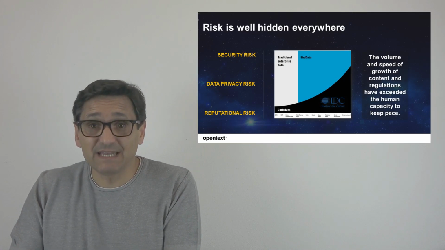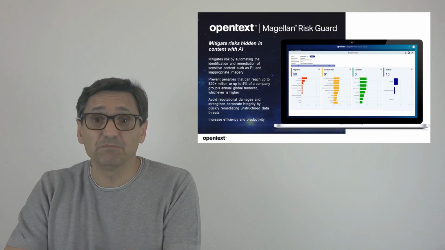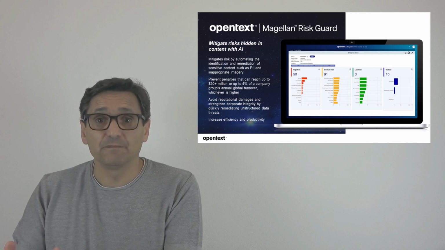We don't have metadata that can tell us about these files, and these files are not usually well classified against specific categories of content. So again, we don't have any information to assess the risk that they might contain. And it's absolutely impossible to think that this metadata enrichment or classification can be done manually by humans. The volume and speed of growth of this content has by far exceeded the human capacity to keep pace. So what can we do?